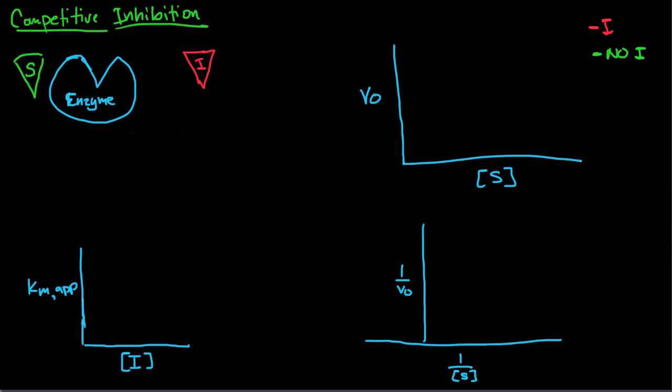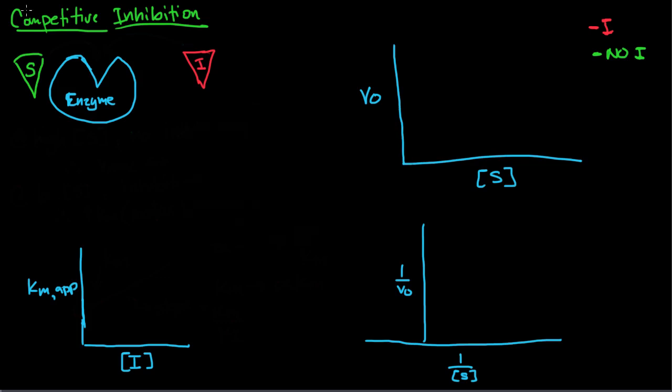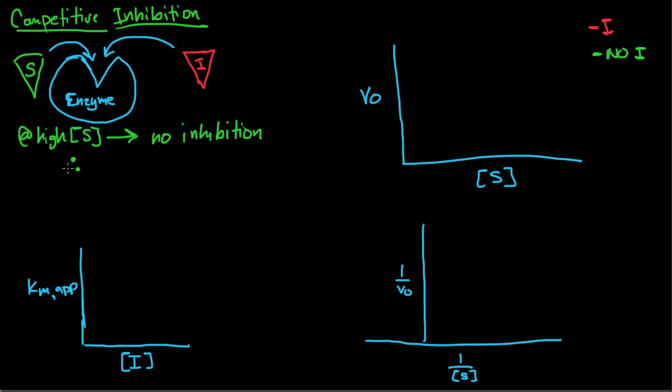Okay, so competitive inhibition. The big thing to understand is that substrate and inhibitor are fighting for the exact same slot on the enzyme binding site. So at a high substrate concentration, there's going to be no inhibition, because there's a competition going on between the substrate and inhibitor. And if there's too much substrate, the inhibitor can't bind.